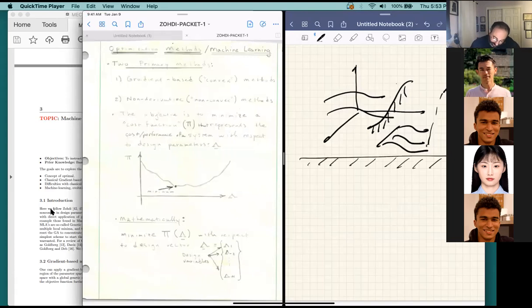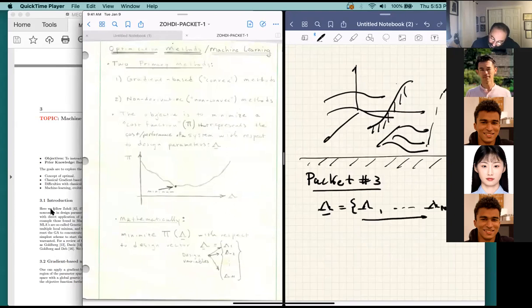Okay, well, let's get started with this thing. So packet number 3. Basically we have a design vector lambda. It has all these components, lambda 1 all the way through lambda n. Okay, so there are n design parameters.